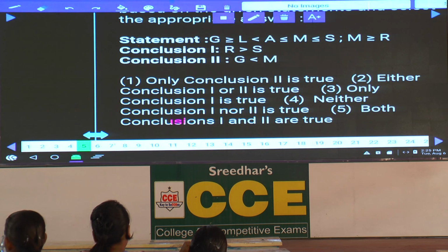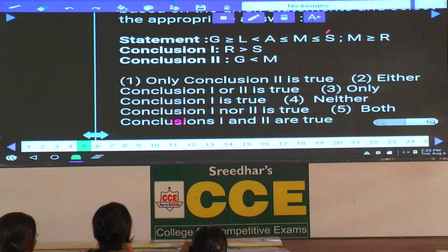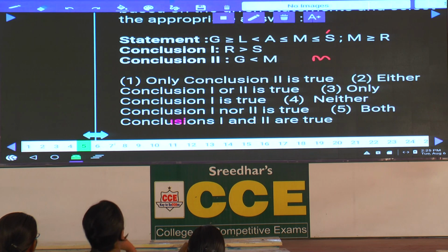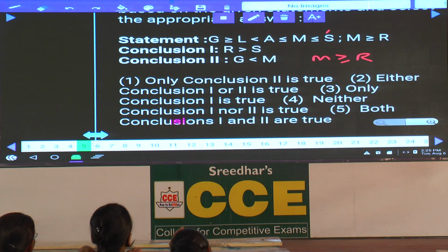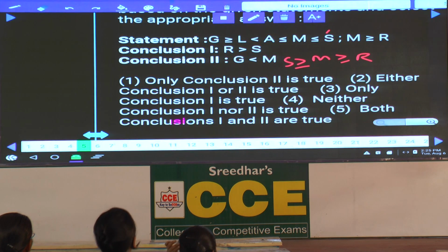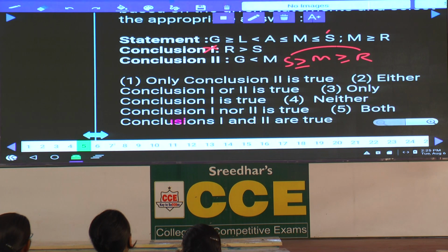Then question number five, R and S. S is here and R is here, which element is common here? M is common. M greater than or equals to R, and M lesser than or equals to S means S greater than or equals to M. S greater than or equals to M greater than or equals to R, which implies that S is greater than or equals to R. R lesser than or equals to S is true. R cannot be greater than S.